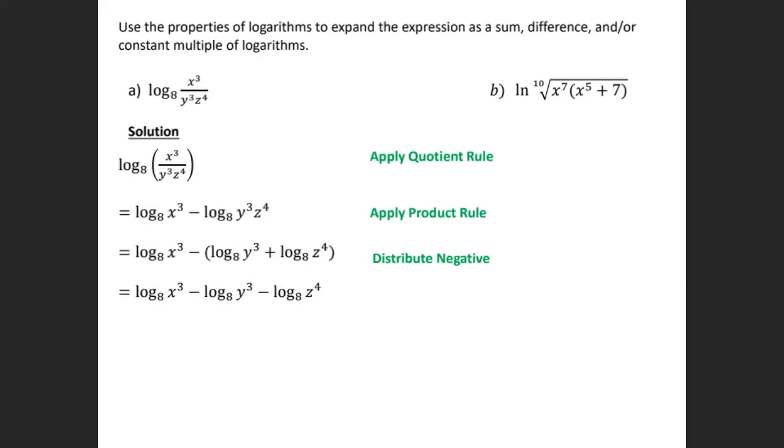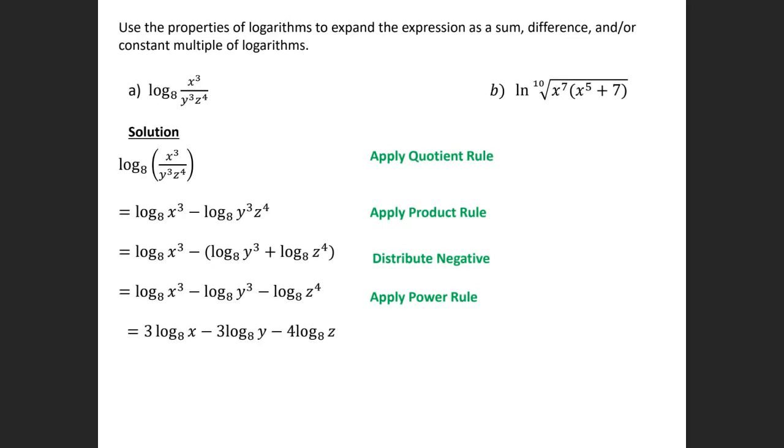And this is going to give me log base 8 of x cubed minus log base 8 of y cubed minus the log base 8 of z to the 4th. By distributing, we don't have to worry about the parentheses or the order of operations. Now if we work backwards, it's going to give us the problem that we want. But again, we're not done. The last thing is applying our power rule to get rid of our exponents.